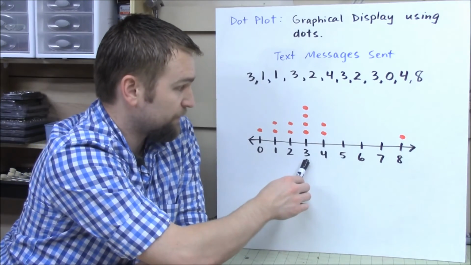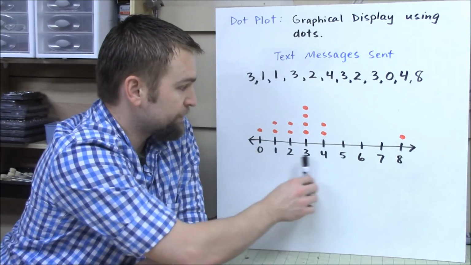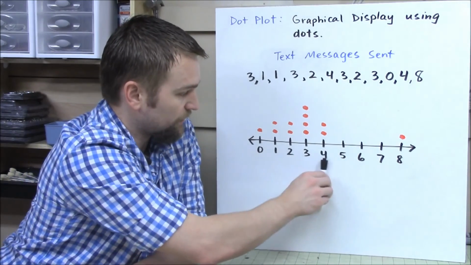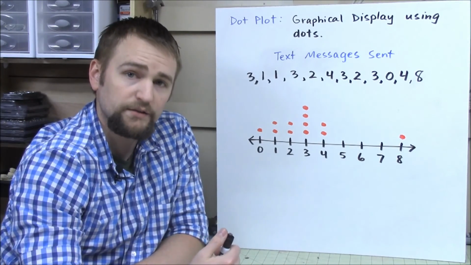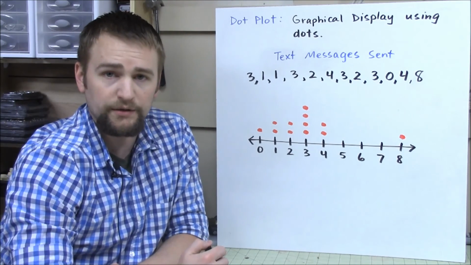A lot of people had 3 messages sent in a day. And 1, 2, and 4 also had 2 messages sent. So this is kind of the core of my data right here. So it's a good quick way to visually see your data and see what trends maybe stand out.